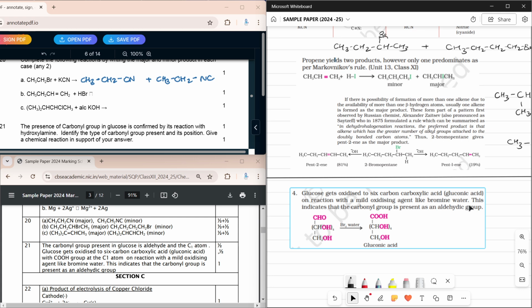oxidizing agent like bromine water. This indicates that the carbonyl group which is present is an aldehydic group. So the answer given in the marking scheme is that the carbonyl group present in glucose is aldehyde, at the C1 atom. Glucose gets oxidized to 6-carbon carboxylic acid, gluconic acid, with a COOH group at C1 on reaction with a mild oxidizing agent like bromine water. This indicates that the carbonyl group is present as an aldehydic group. And you can also possibly include the reaction as well if you'd like. And if you just mention the name, that's amazing.